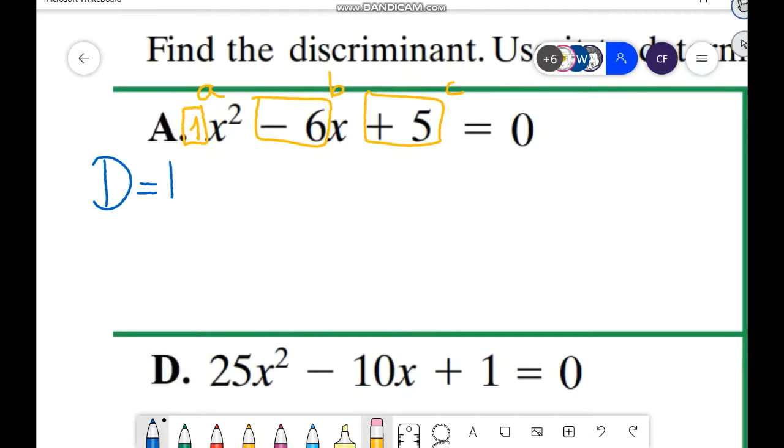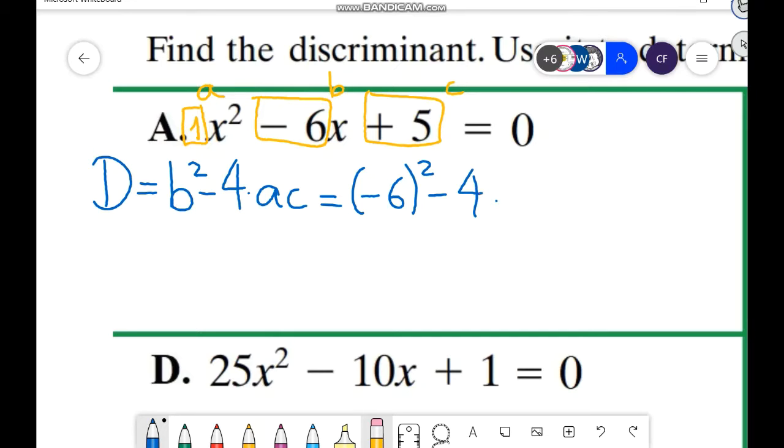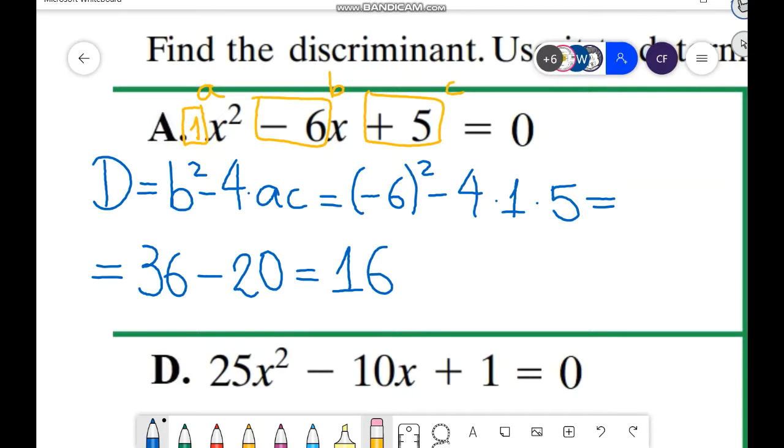The formula for the discriminant is b squared minus 4ac. B is negative 6, squared, minus 4 times a is 1 and c is 5. Here on letter A, you're going to find negative 6 squared is 36 minus 4 times 1 times 5, 20, equals 16. So the first answer for item A is that the value of the discriminant is equal to 16. Okay, Cynthia, not a problem.